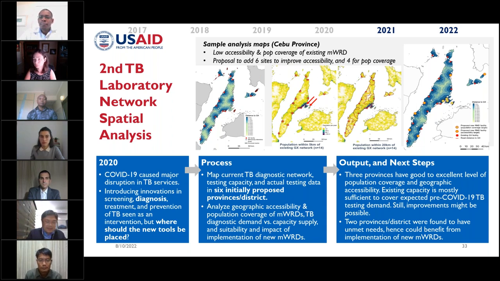So in the map above, the first map on the left shows the current map of the existing 14 WRD sites and distance from these sites. Now, the distance covered were actual road networks, in contrast to the previous laboratory spatial analysis. Map 2 shows the population coverage within 5 kilometers, while map 3 shows 20 kilometers. Now, based on these, there is low accessibility to WRDs because travel to testing is greater than 10 kilometers in 58% of the 65 labs that were mapped. And there's also low population coverage because only 18% of the population can reach WRDs within walking distance. However, 83% can reach WRDs within 20 kilometers. So the fourth map on the right shows the proposal to put up additional sites.